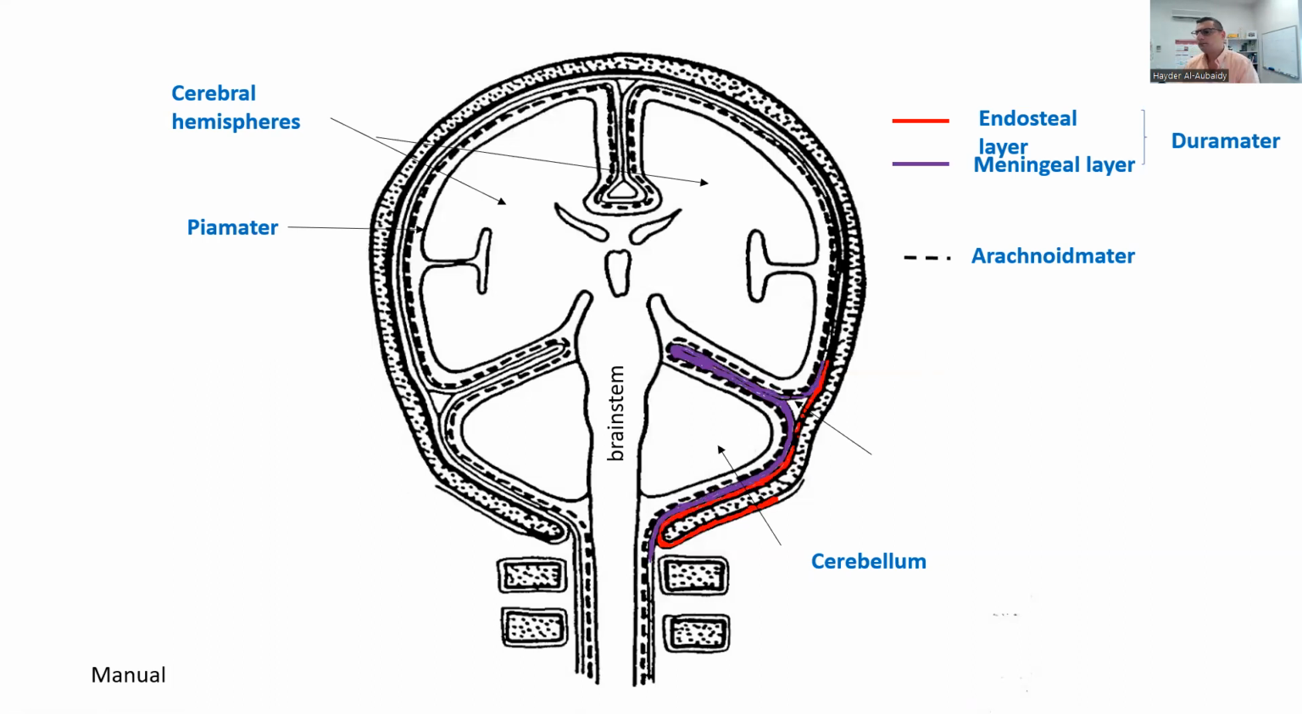So far, so good? Yes? No? Someone say yes? Right, yes. Okay, beautiful. In some regions, we've got the meningeal layer that pierces the brain, going deep into the brain and making some processes inside it. And then we've got a space here between the endosteal and meningeal layers of the dura. Can you tell me what we call this space? Dural venous sinus. Excellent, dural venous sinus.